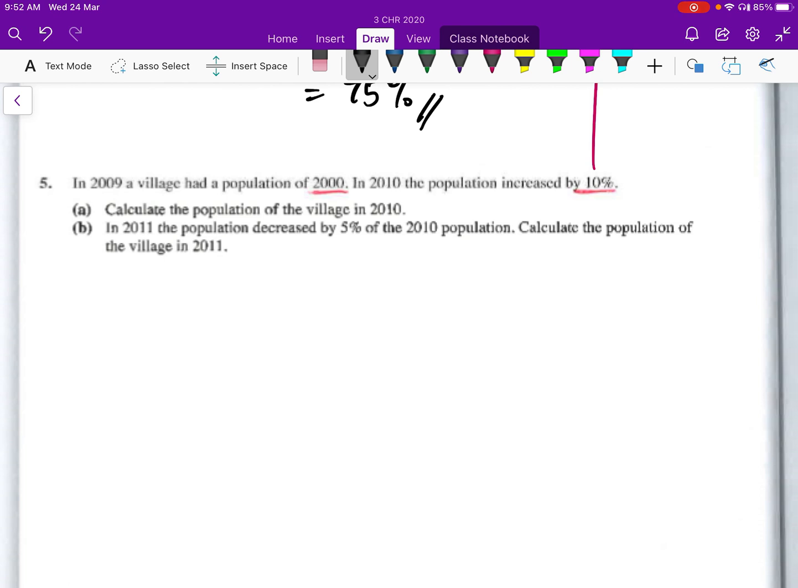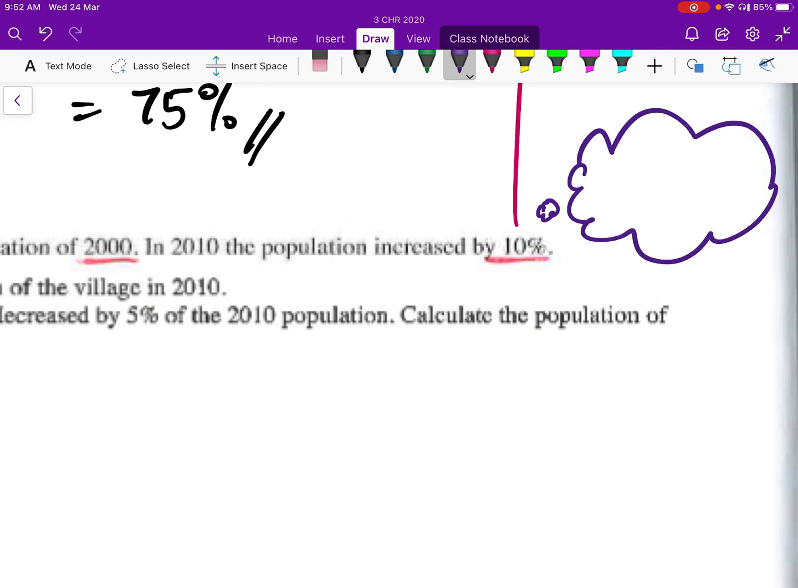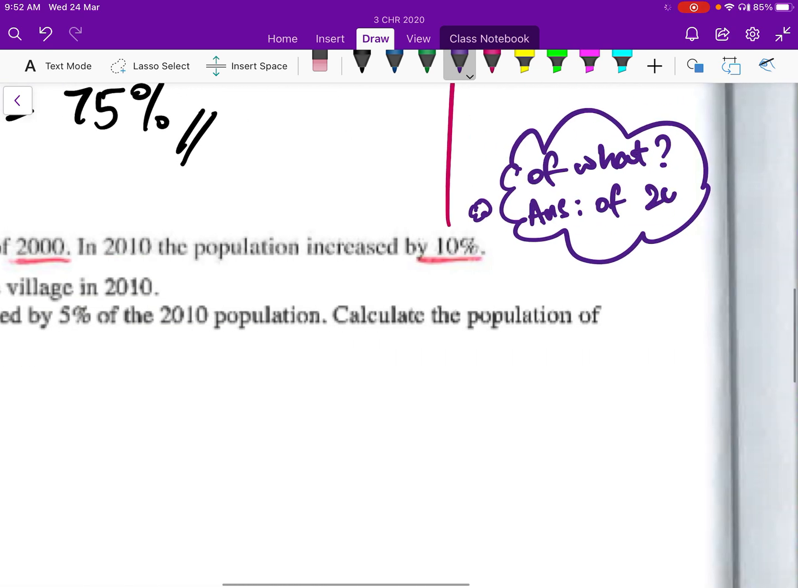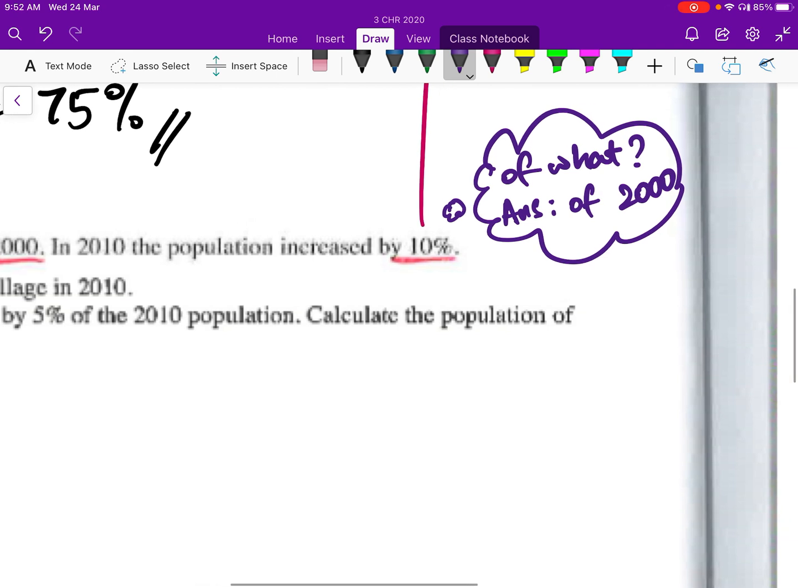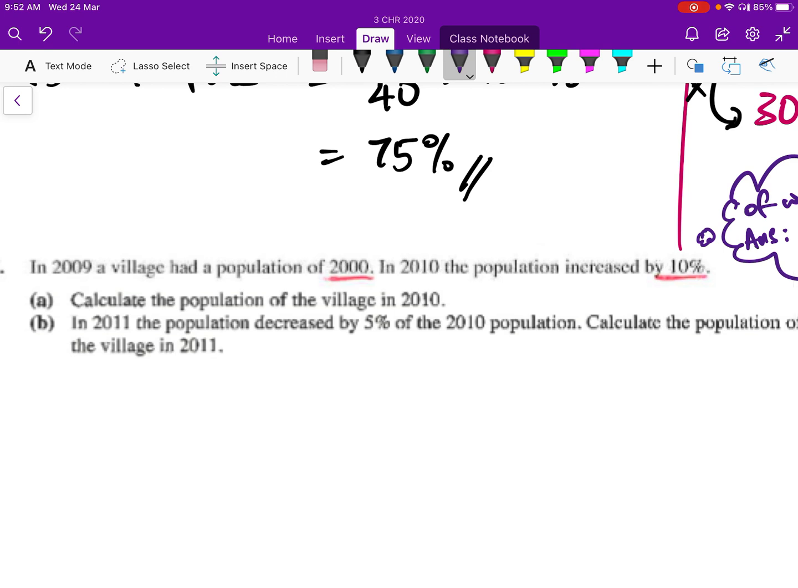In 2009, village population 2,000. Then, 1 year later, increased by 10%. You need to ask yourself, in your mind, 10% of what? Increased by 10% of what? That's what you need to ask yourself. And it is increased by 10% of 2,000, the original. Okay, so these are the notes that you should be having. It increased by 10% of the original, of 2,000. So calculate the population in 2010.